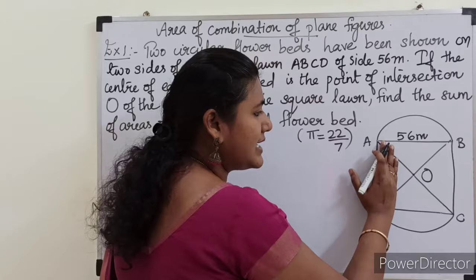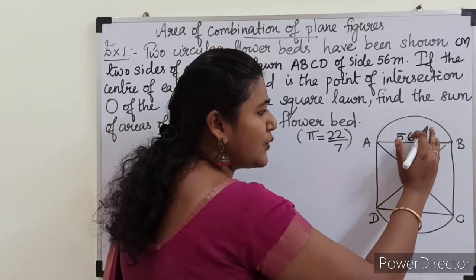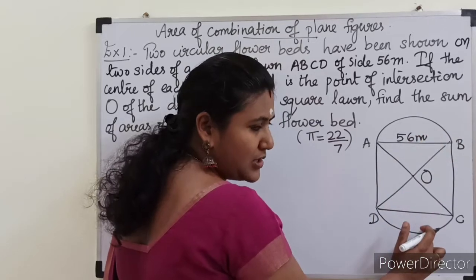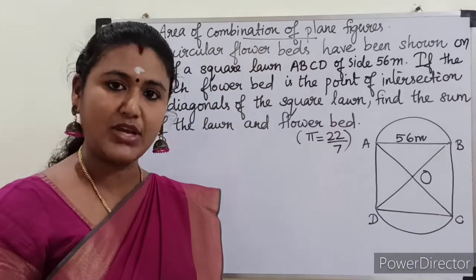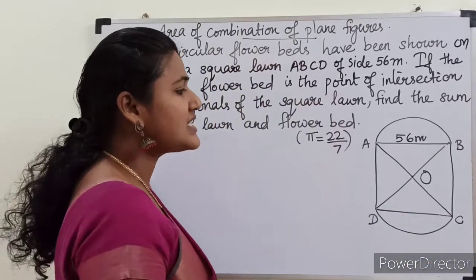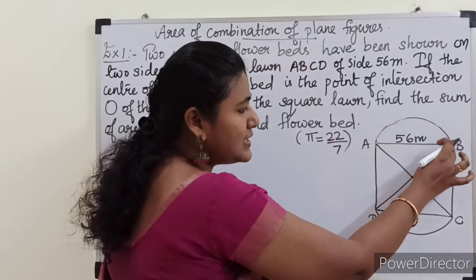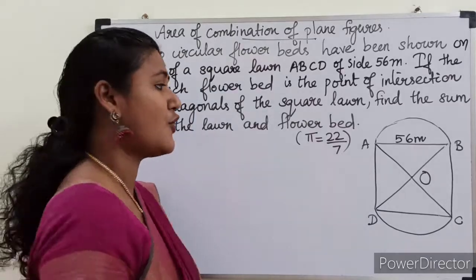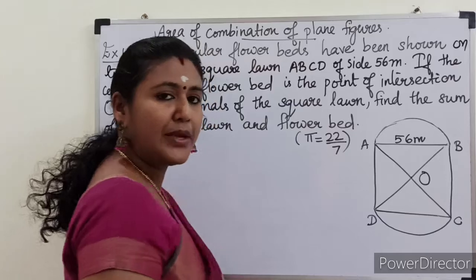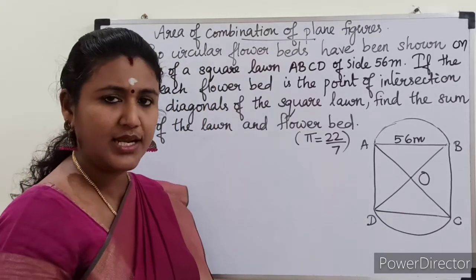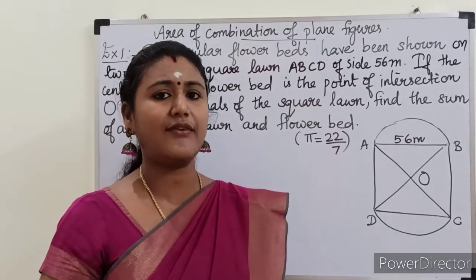So you have to find this full area, that is, the area of this square and these two circular segments. We have to find the area of the entire diagram. For this, first we will find the radius. If you consider this circular region, OB is the radius of this circular flower bed, but the radius is not given in the question. So as the first step, we will find the radius of the circular flower bed.